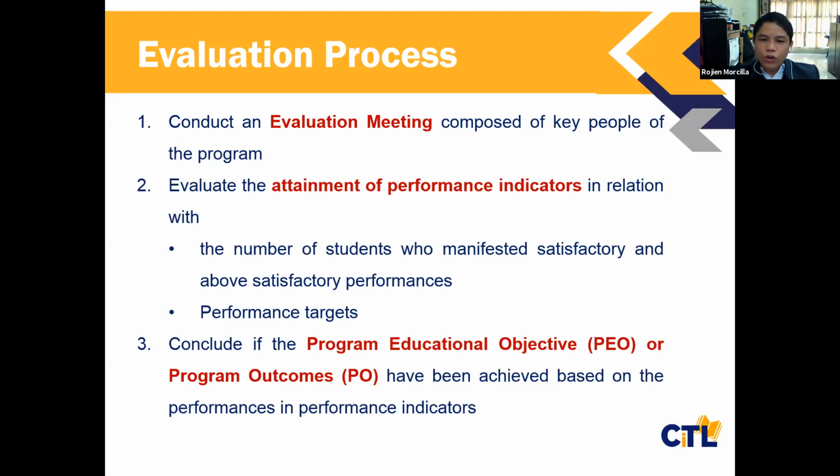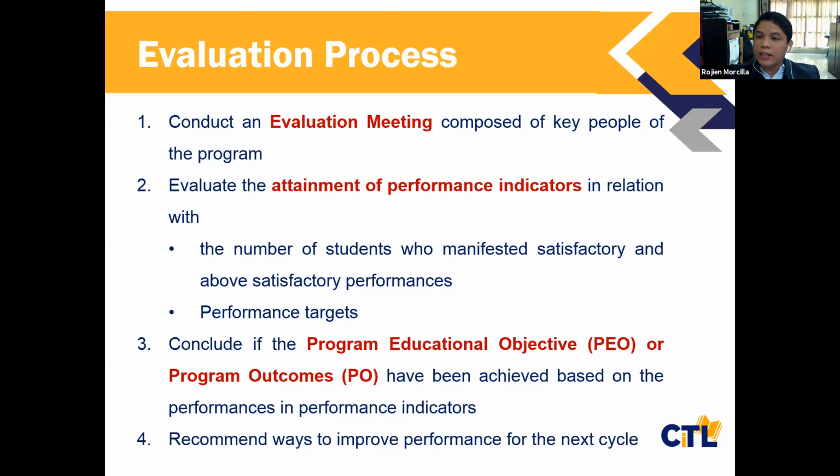And conclude if the program educational objectives or the program outcomes have been achieved based on the performance in the performance indicators. Okay? So it depends now on deciding what actions can be taken. And number 4, recommend ways to improve the performance in the next cycle. So after that, you carry it over to the next cycle.